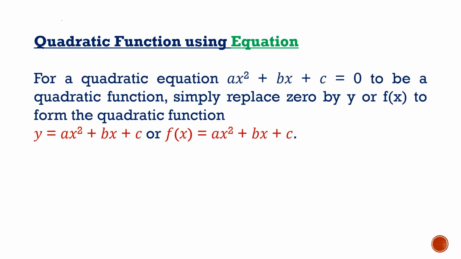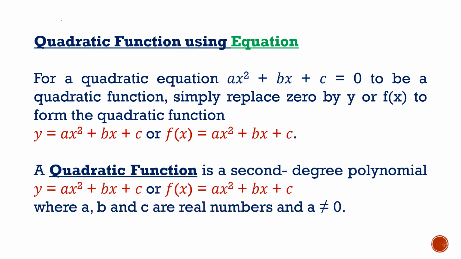For a quadratic equation, ax squared plus bx plus c is equal to 0, to be a quadratic function, simply replace 0 by y or f of x to form the quadratic function y is equal to ax squared plus bx plus c, or f of x is equal to ax squared plus bx plus c.